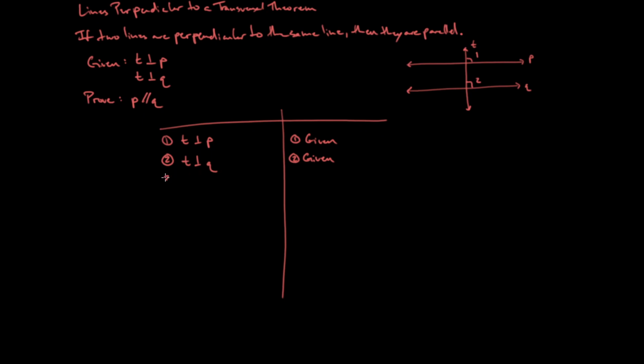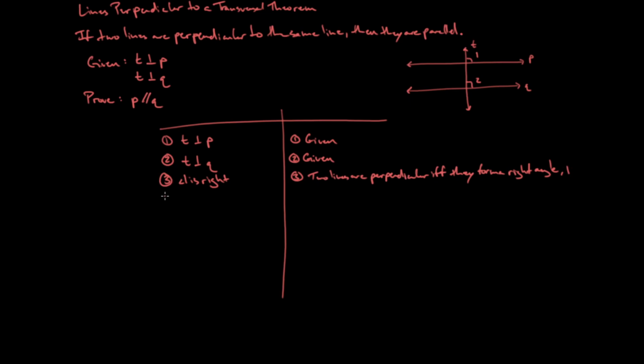So I need to talk about right angles. That's number 1. Statement number 3 will be that angle 1 is right. How do I know that? Well, it's the definition of perpendicular: two lines are perpendicular if and only if they form a right angle. Where did that come from? Angle 1 is formed by T and P, so statement 1.